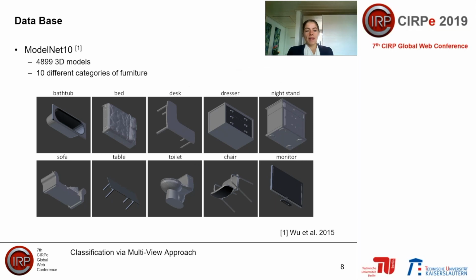So we made some proof of concept of our approach with the ModelNet 10 database, which was introduced by Wu et al. in 2015. It contains about 4,900 3D models of 10 different categories of furniture, and you can see here in the picture some examples of each category.